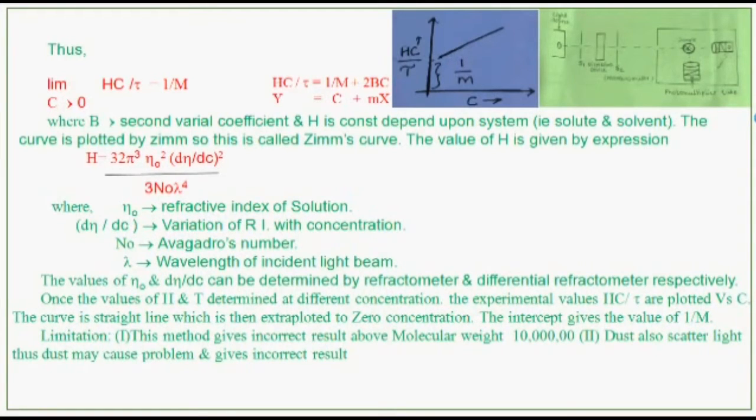Molecular weight of macromolecule. Now there are various limitations of this method. First one is that this method gives incorrect result above molecular weight 10 lakh. Second one is that dust also scatters light, thus dust may cause problem and give incorrect result.